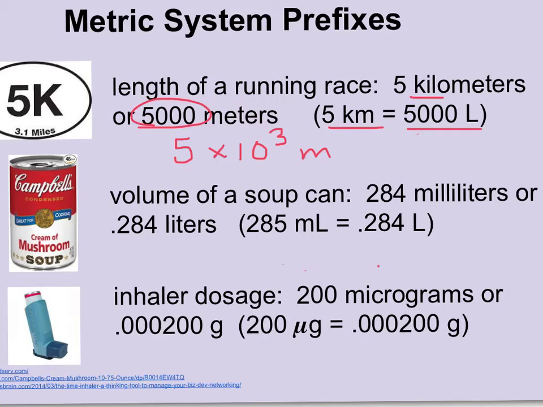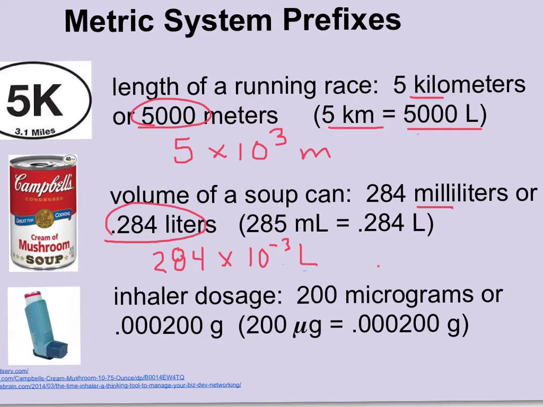Another example, the volume of a soup can is 284 milliliters. So what I mean there is 284 times, and the milli means times 10 to the negative third, or times 0.001. Well, 284 times 10 to the negative third is 0.284 liters.